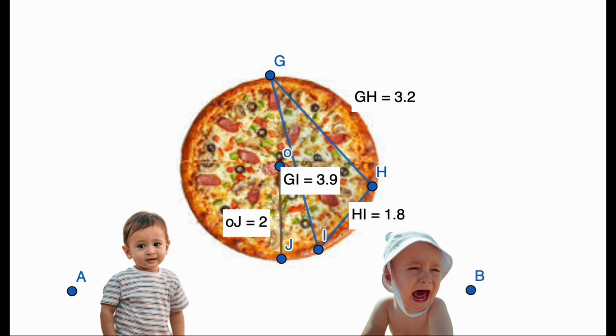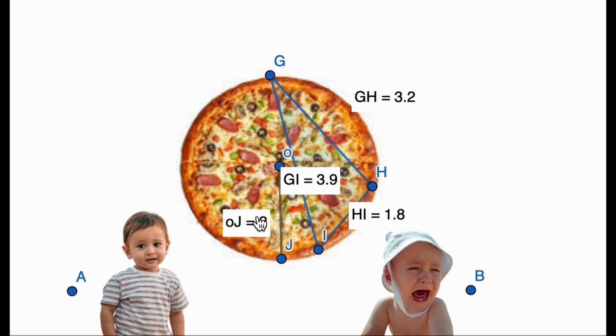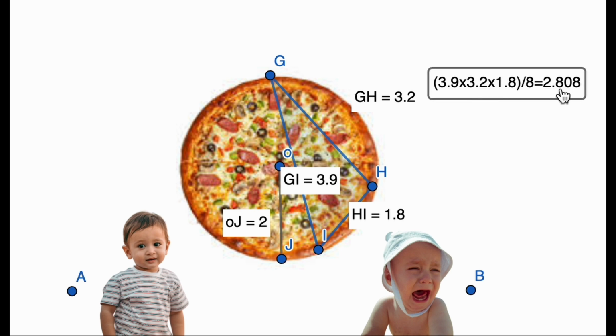Now let's use the second formula that we proved, which is the area circumradius formula, to solve this problem. So now we know that the radius is 2, JI is 3.9, JH is 3.2, and HI is 1.8. So we add up those and divide them by 2 times 4, which is 8. And what we're going to get is 2.808 of the area we're counting.